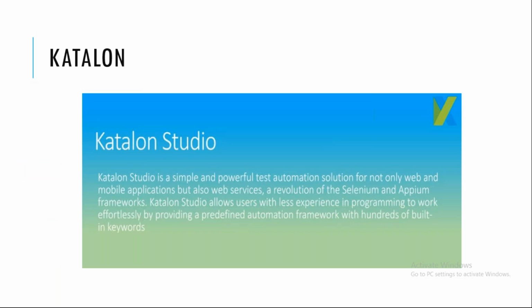So basically, if you look at Katalon Studio, it has the frameworks of Selenium and APM. That is what it says. It's a simple, powerful test automation solution for not only web and mobile applications but also web services. So it basically has inside it the Selenium and the APM frameworks, and it allows users with less experience in programming to do effectively by providing a predefined automation framework with hundreds of built-in keywords, which we have used.